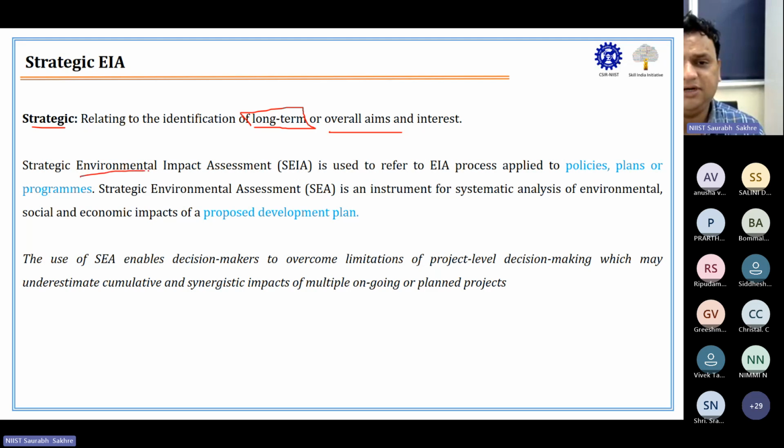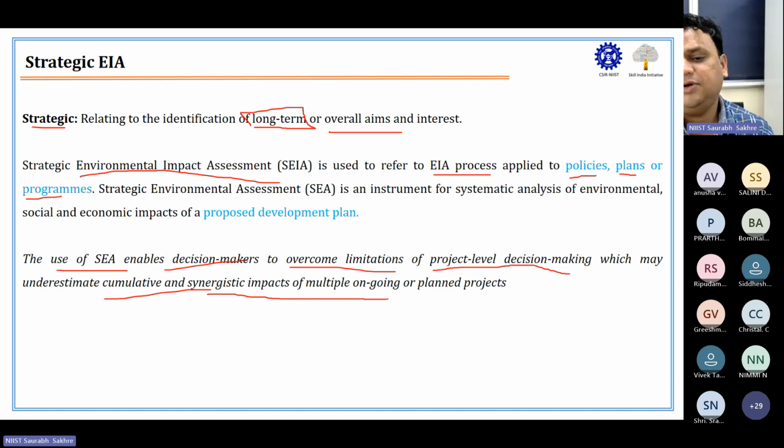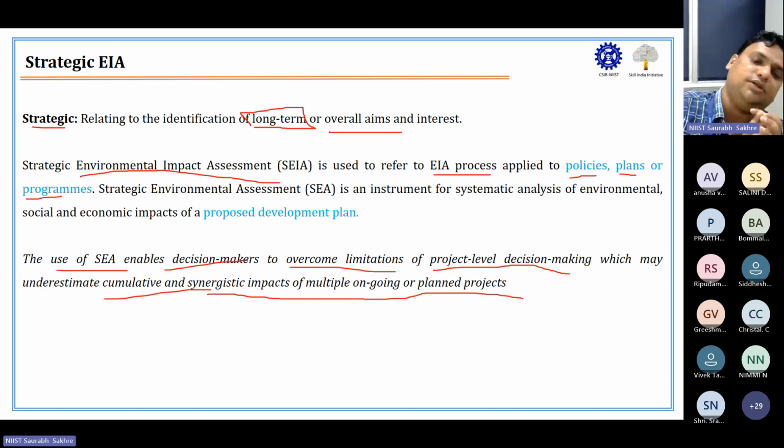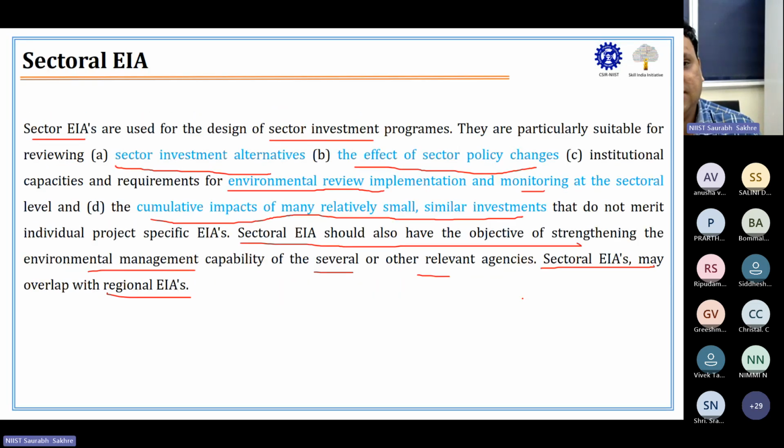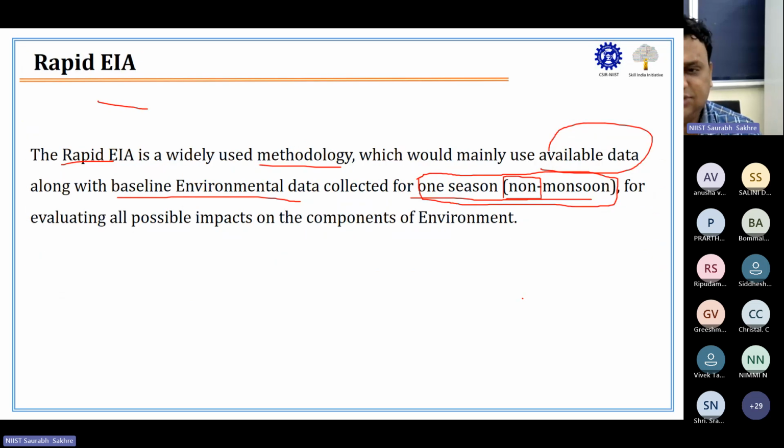So strategic environmental impact assessment is used to refer to an EIA process applied to policies, plans, or programs. ISRO is a program on Earth exploration and space exploration. In those kinds of cases we do strategic EIA, and its use enables decision makers to overcome limitations of project-level decision making, which may underestimate cumulative and synergistic impacts of multiple ongoing or planned projects. Sometimes, if you are limiting yourself to a smaller project, it may not lead you to the long-term implications. In those cases, we use strategic EIA. So I hope strategic EIA, sectoral EIA, comprehensive and rapid EIA are crystal clear to you.